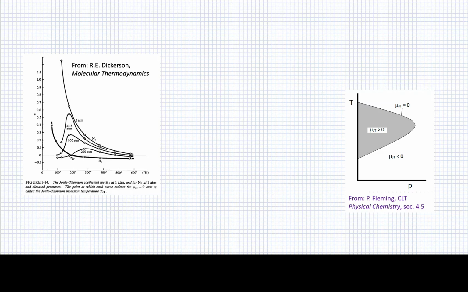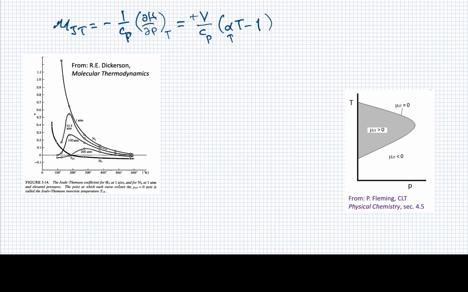All right, so I wrote before that the Joule-Thomson coefficient could be written as -1 over Cp, times the partial derivative of the enthalpy with respect to pressure at constant temperature. And if you do a few more manipulations, you can show that this is equal to, and now I'm going to put a positive sign in front of this, the volume over the heat capacity at constant pressure times this interesting collection of constants, where alpha is the isobaric thermal expansivity that we talked about in an earlier video, and T is the temperature.